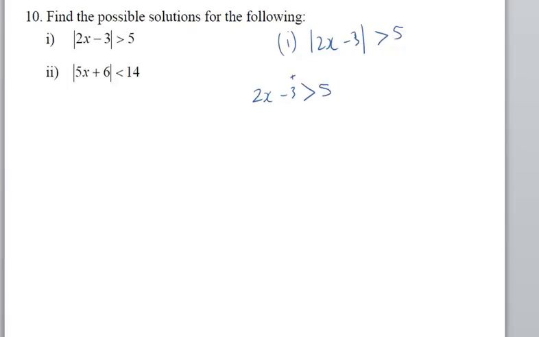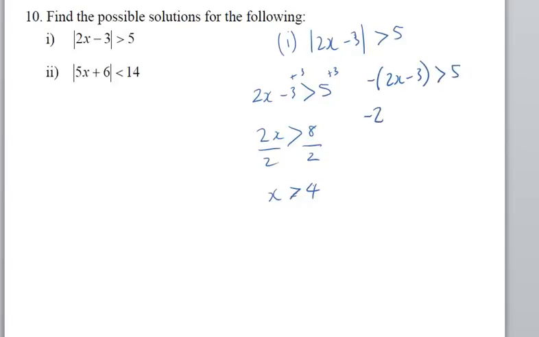So here we can add 3 and add 3. 2x is therefore greater than 8. Divide by 2, divide by 2. X is therefore greater than 4. In our negative case, there's two ways we can go about it. First, we can look at, well, here if we had negative 2x minus 3 is greater than 5 here.